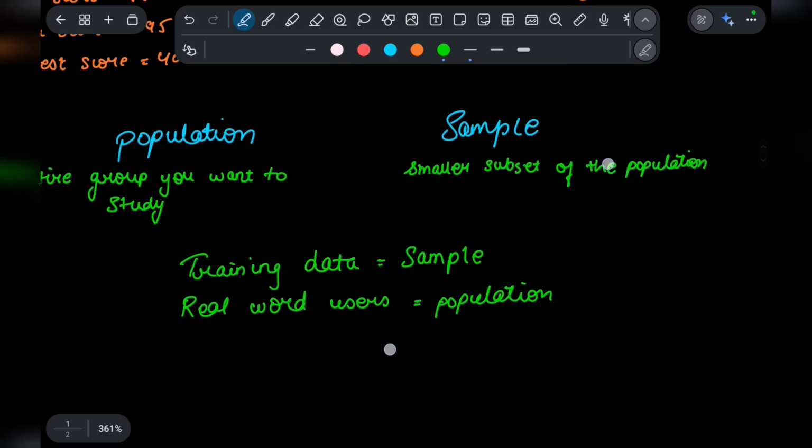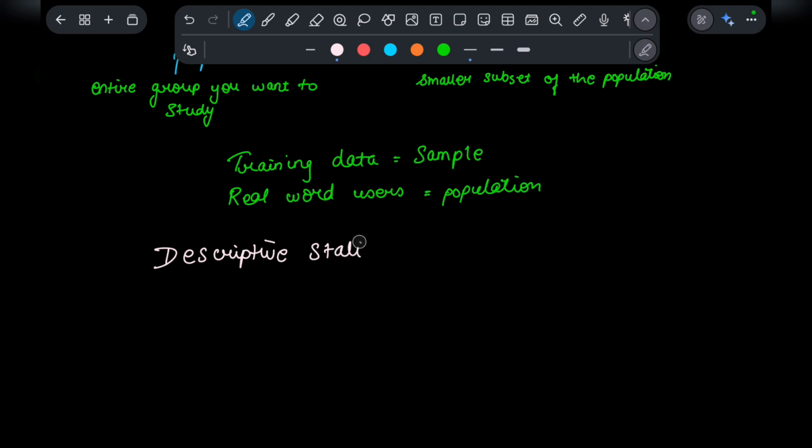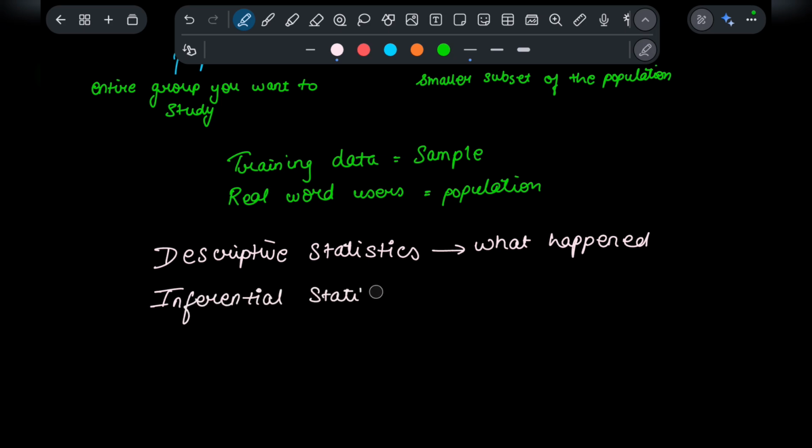Summarizing everything that we studied today: descriptive statistics is all about what happened, while inferential statistics is about what it means for everyone.